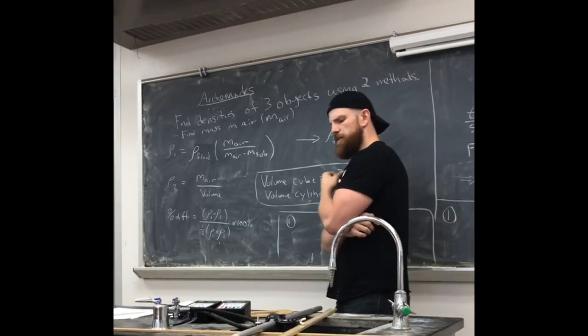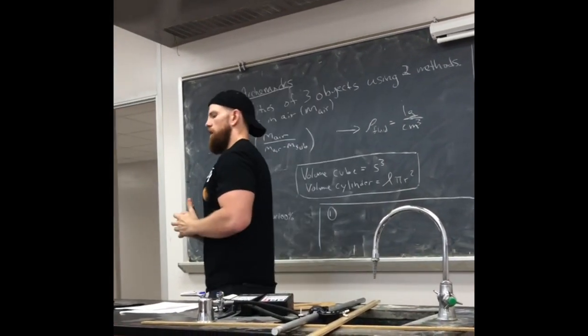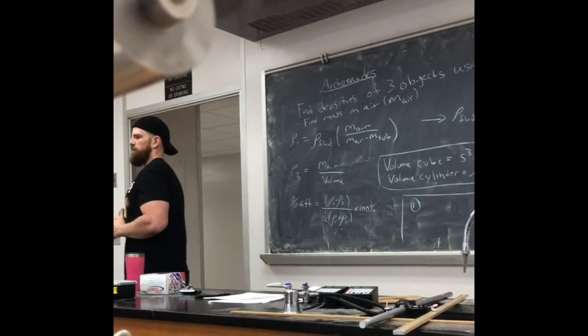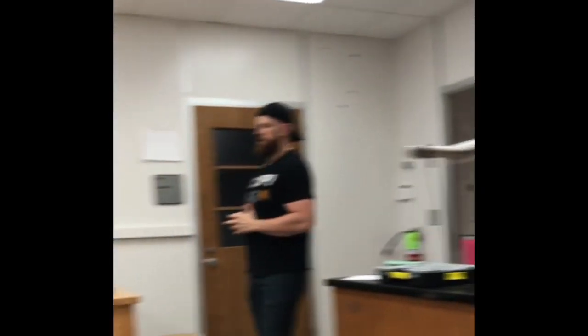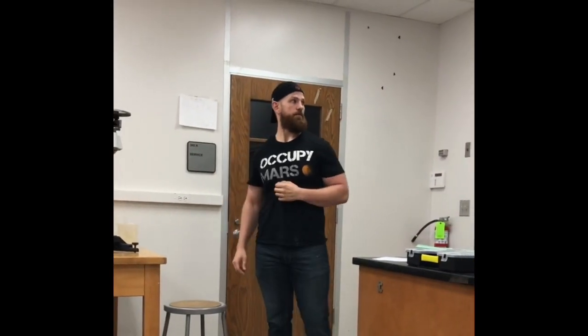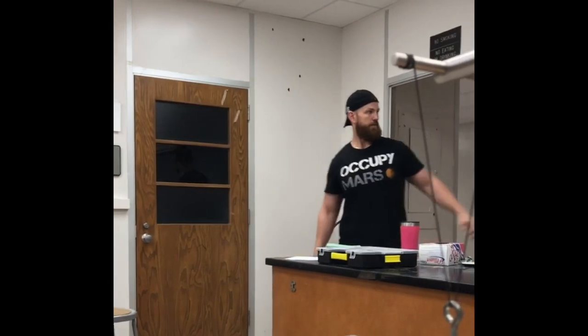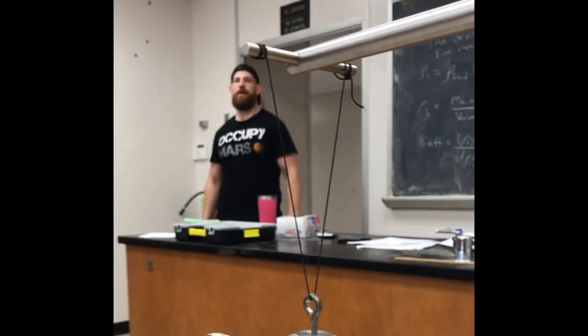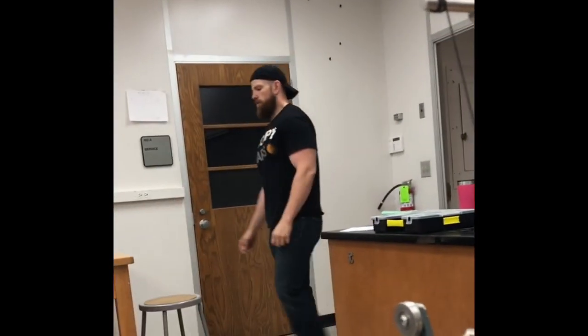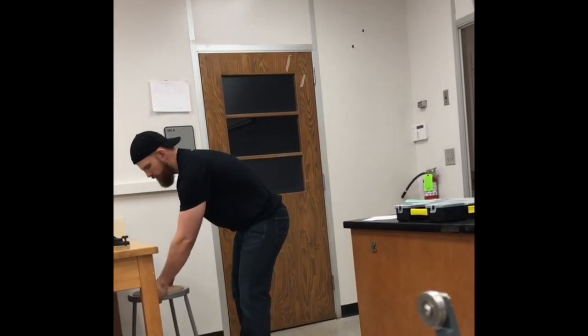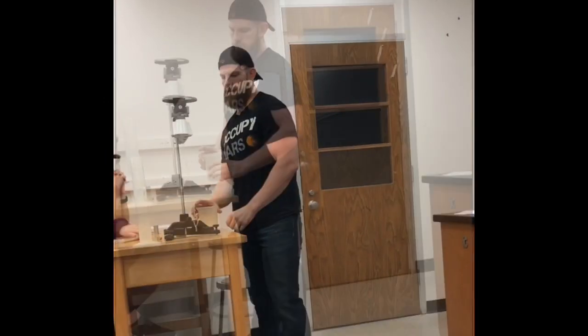But the objective of this experiment is you're going to find the density of 3 different objects on your table in 2 different ways. So one of the ways is going to be using Archimedes' principle, and another way is going to be using the old-fashioned chemistry formula that you probably learned at some point, where you just take mass and divide it by volume. So I'll walk you through the procedure real quick.